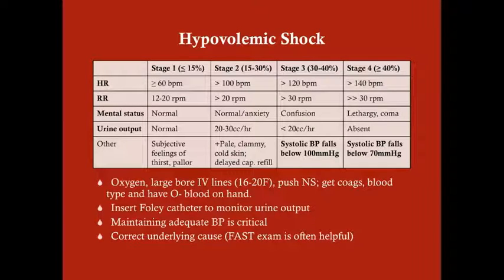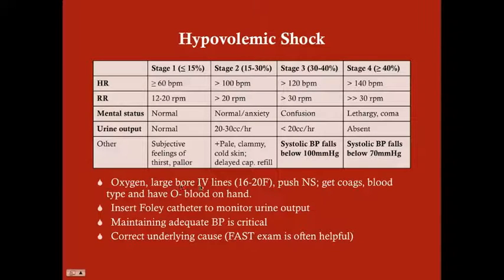Usually your mental status is lethargic or even comatose. So what do we do for hypovolemic shock? Well, of course, we need to replace fluid. It's important to do two things: replace fluid and stop the bleeding if at all possible. Now, if it's external bleeding, we can stop the bleeding with direct pressure. If it's internal bleeding, then we're going to have to get the patient off to surgery as soon as we can. But the first thing we need to do is get fluid into the patient.